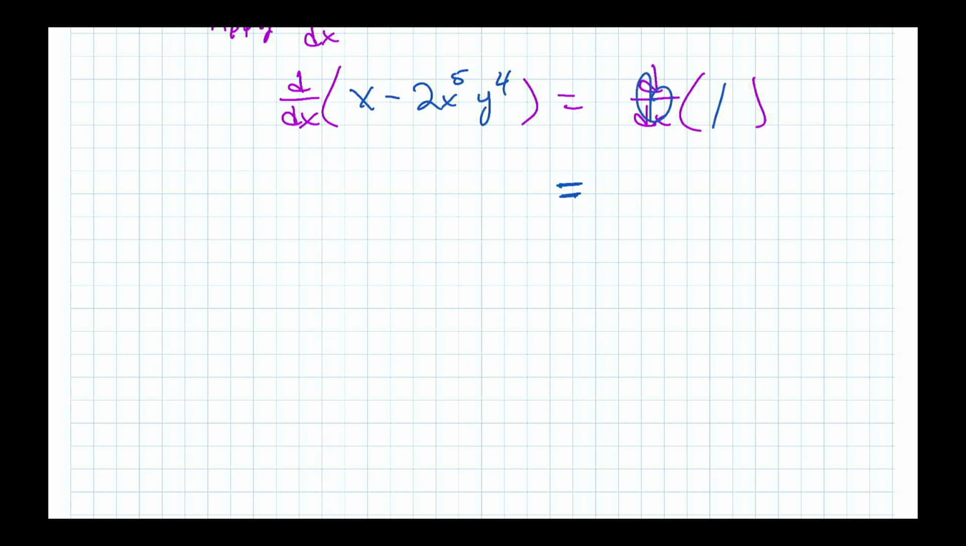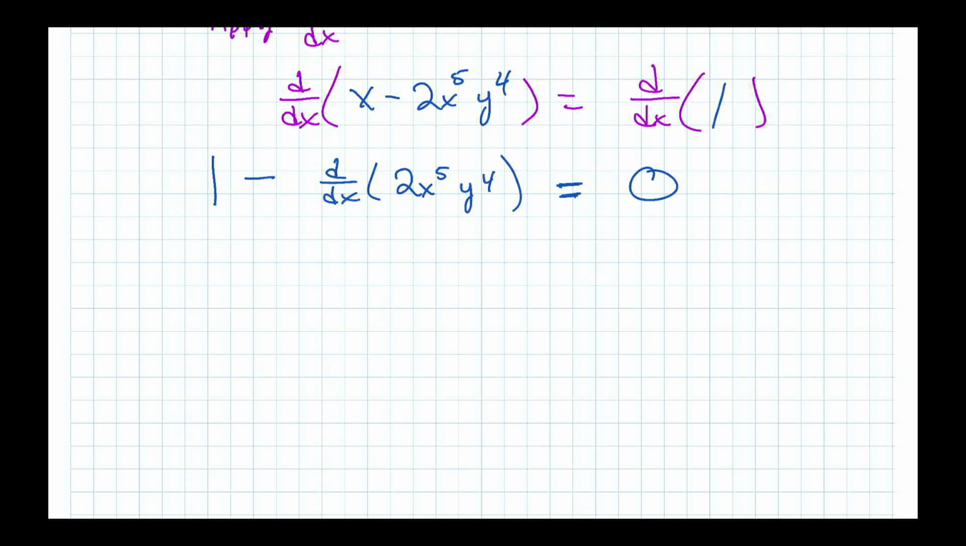So the derivative of 1, of course, is 0. That's easy. Now over here, this derivative, well, we got two pieces. So first we take the derivative with respect to x of x, which is simply 1. And then minus, now we have the derivative with respect to x of 2x to the 5th y to the 4th. Now, I'm just going to write this out so I can look at it. You don't have to do this.